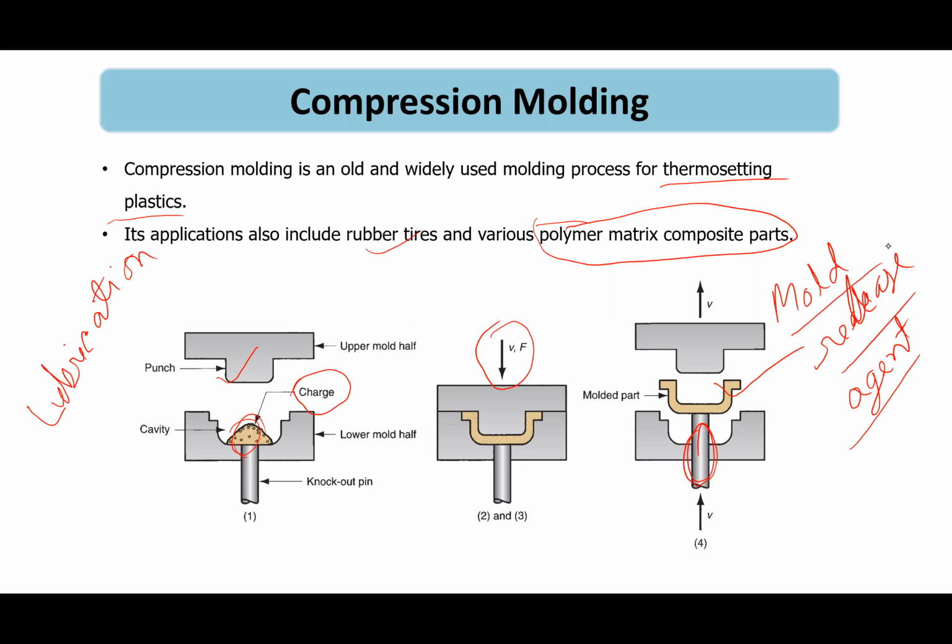For example, if you want to mold PVC, there will be a different mold release agent compared to if you want to use polypropylene or polyethylene. So it will be different for different materials you're handling. Okay, do you have any question here about compression molding? It's a very simple process.